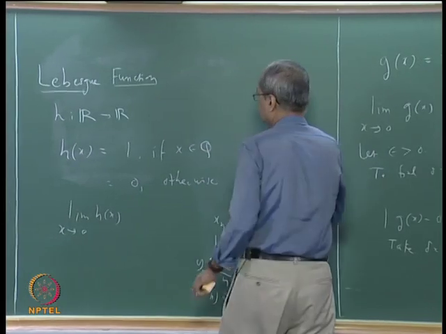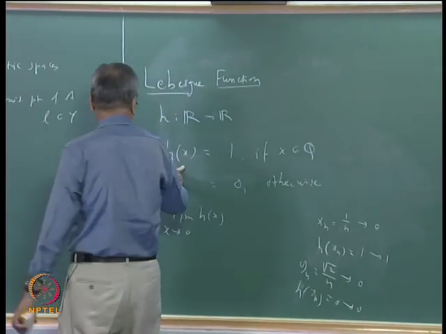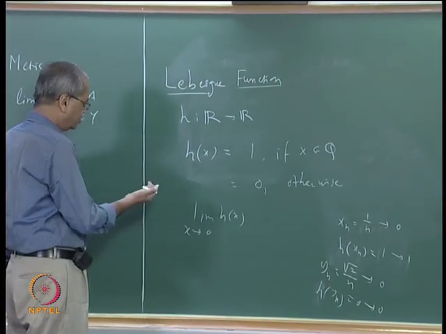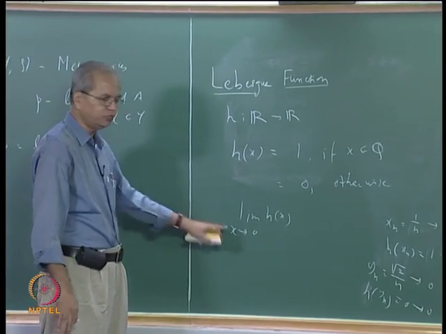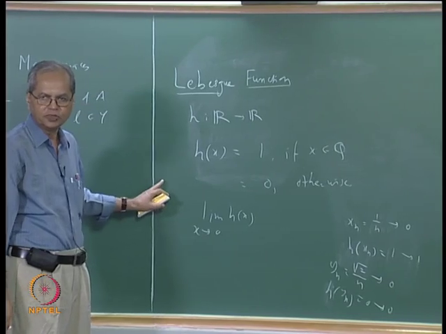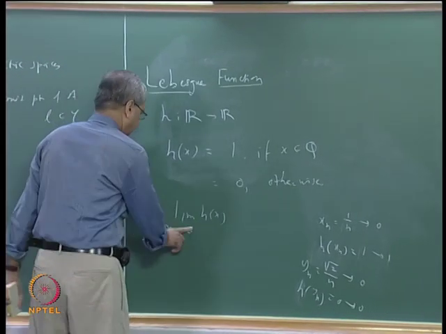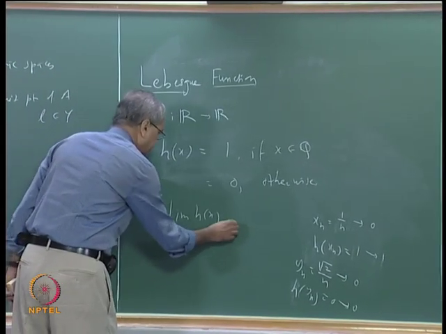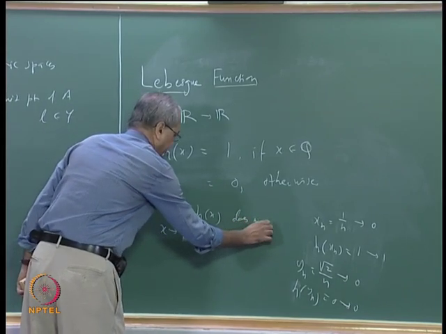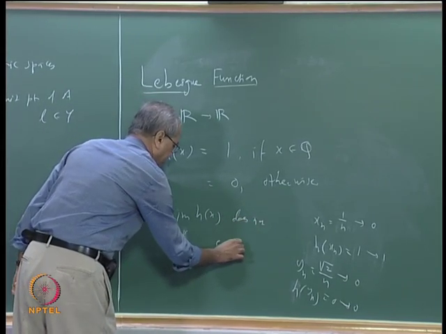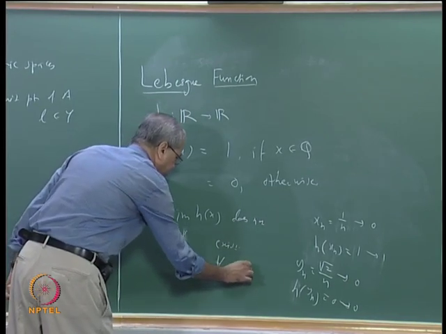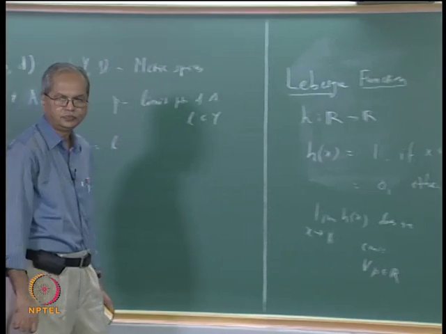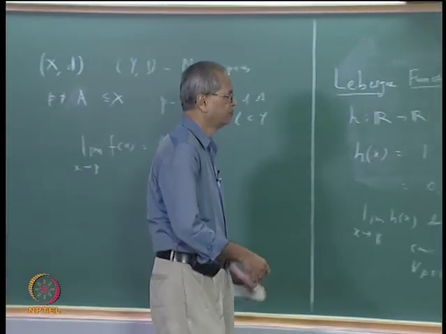So, for this Lebesgue function, the limit of h(x) as x goes to p does not exist for any value of p. Let me just write: the limit does not exist, for every p in R. All right.